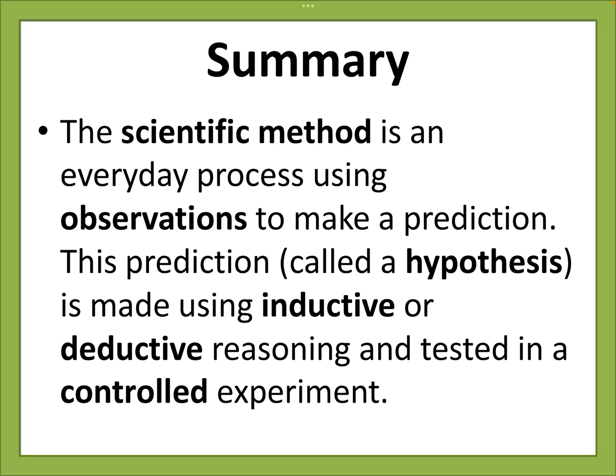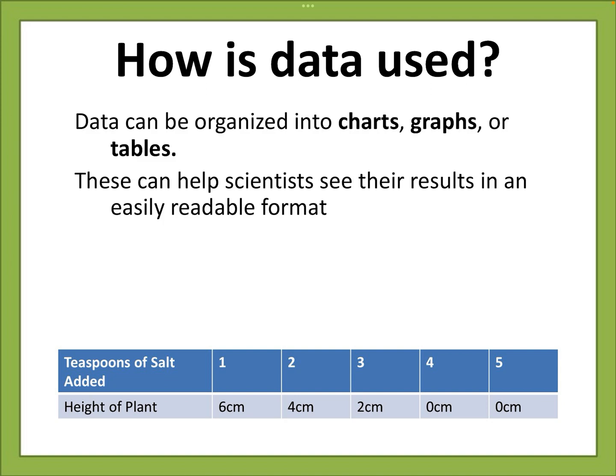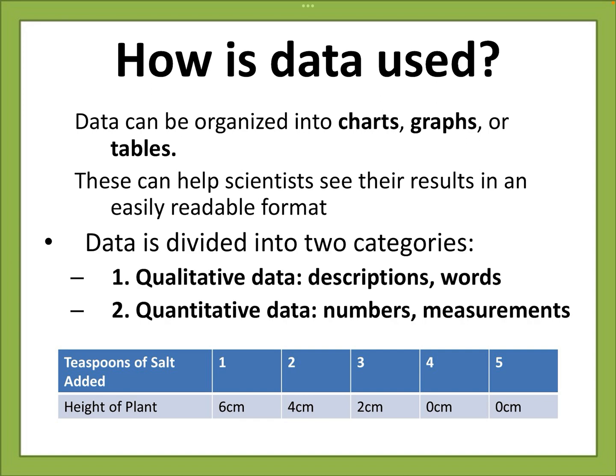In summary, the scientific method is a great way to use observations to make predictions. Our predictions lead us to make a testable explanation, which is a hypothesis. So let's talk a little bit about the data. Data can be organized into charts, graphs, or tables. We then use these to analyze our results and put them in an easier readable format.